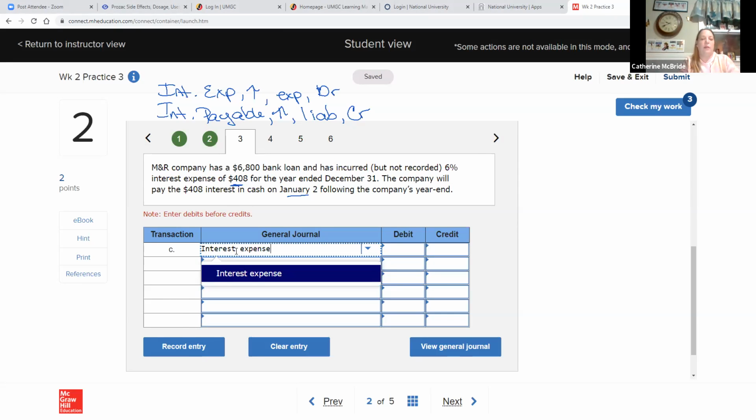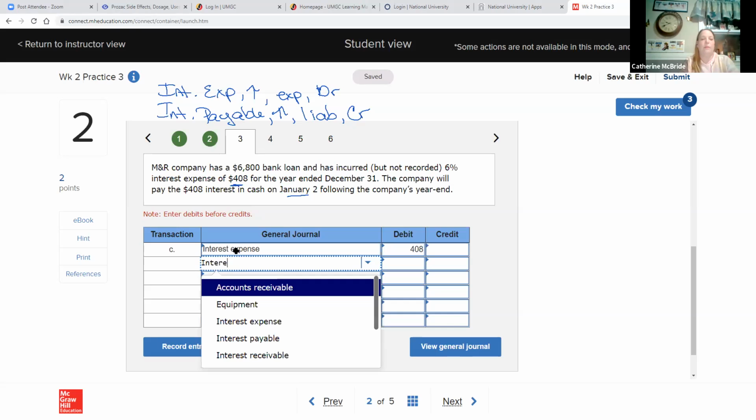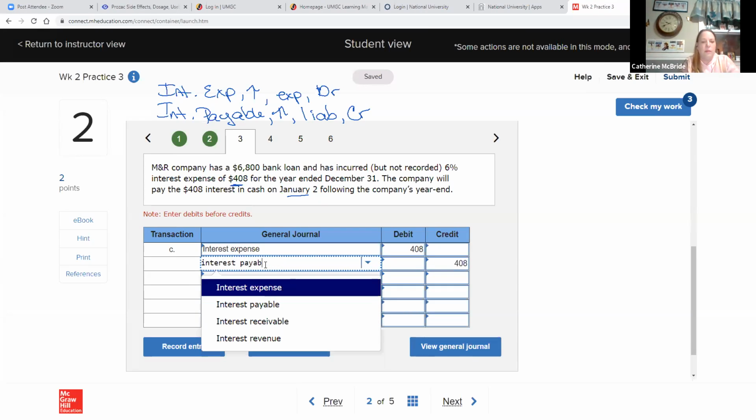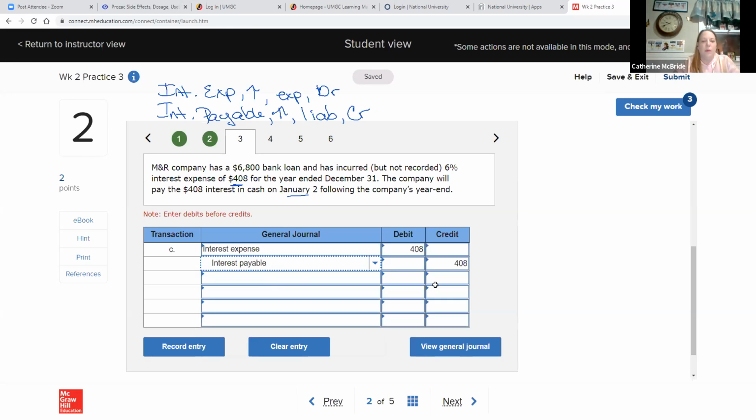So when I'm done with this, on my income statement, I'll have an additional $408 of expense. And on my balance sheet, my liabilities will go up $408. Are we good here? Yes.